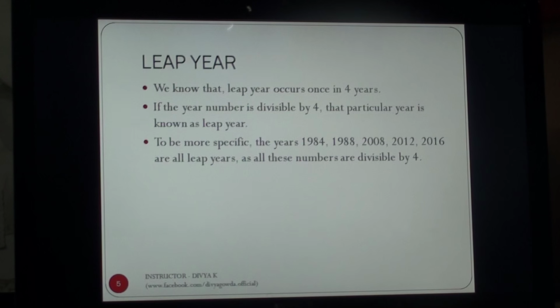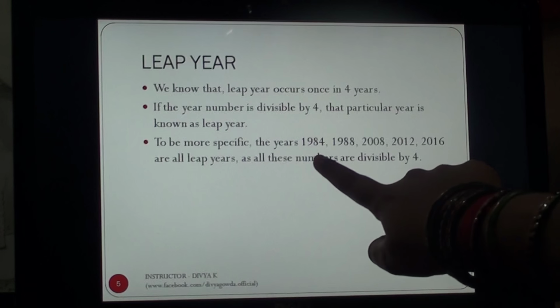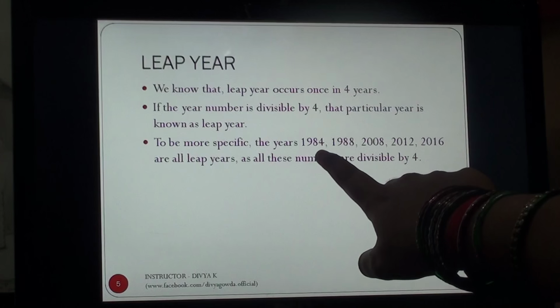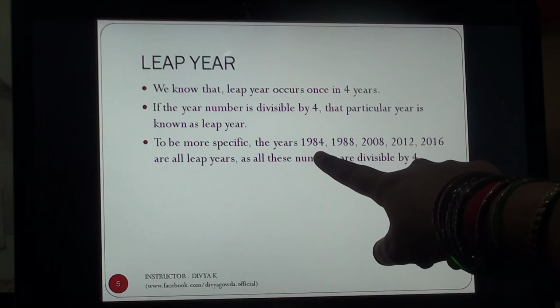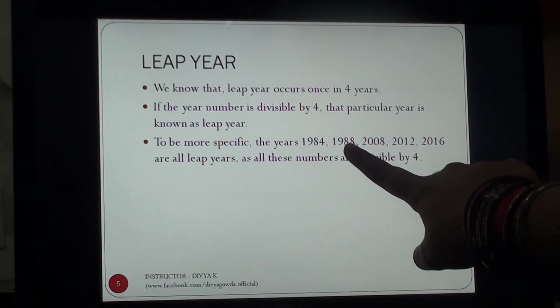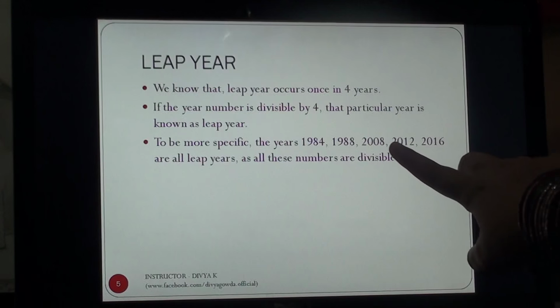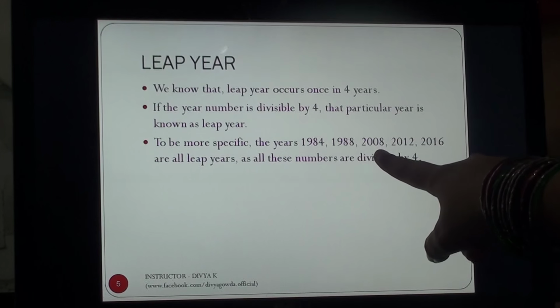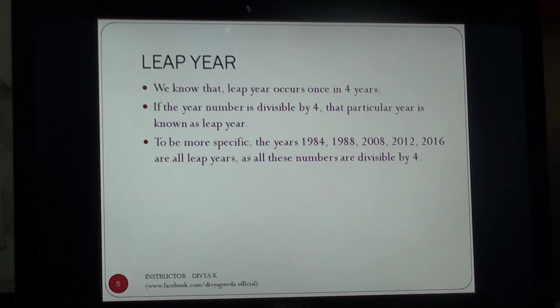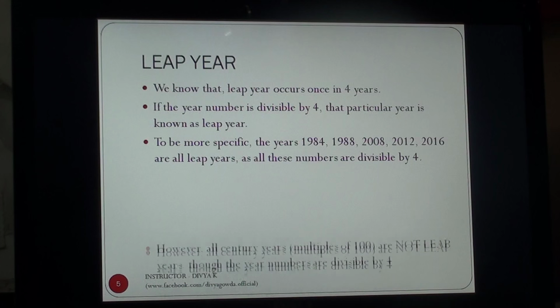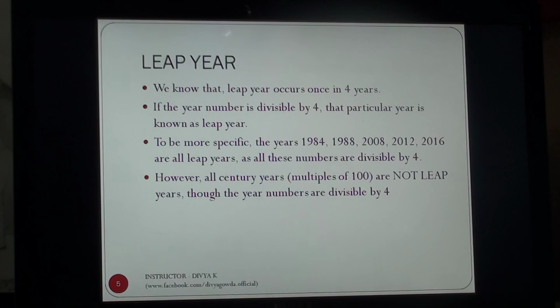are all leap years. See here, if you observe in 1984, 84 is divisible by 4, hence it will be a leap year. Again, the last 2 digits, 88, is divisible by 4, hence it will be a leap year. 08 is divisible by 4, and 12, 16 and so on are divisible by 4. So if the last 2 digits of that particular year are divisible by 4, all these numbers will be leap years. However, this is the major point which you have to note.